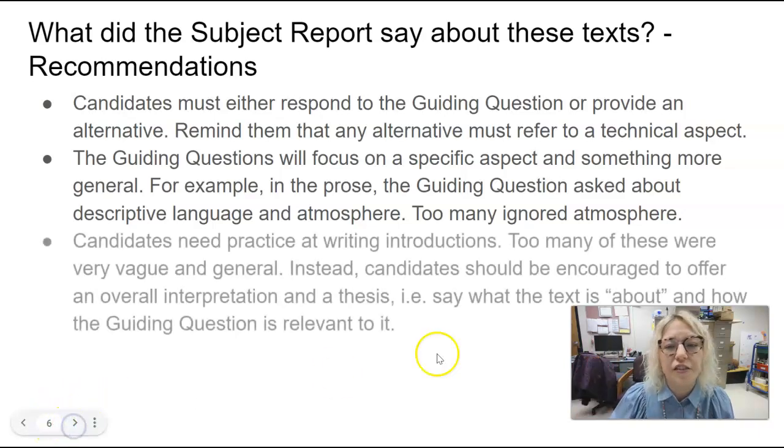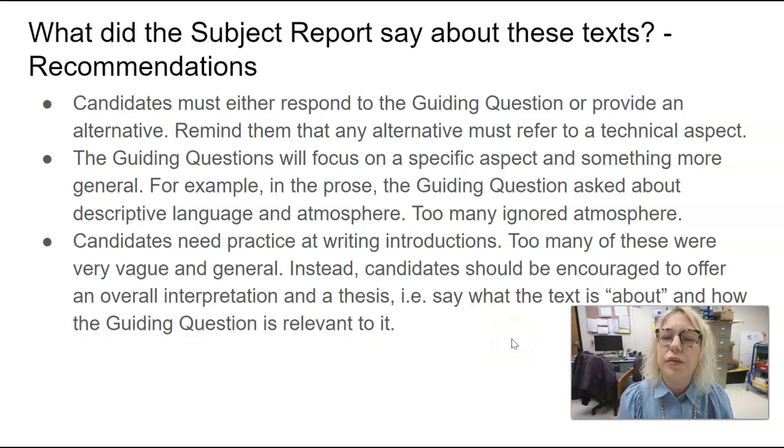Here's the next piece of guidance. Candidates need practice at writing introductions. Too many of these were very vague and general. Instead, candidates should be encouraged to offer an overall interpretation and a thesis, i.e., say what the text is about and how the guiding question is relevant to it. And I think this is the part where I've been telling you to make an argument. And instead of just repeating the guiding question in the form of a statement, you need to say something interesting about the meaning that's created using these particular literary aspects. In this case, descriptive language and atmosphere.